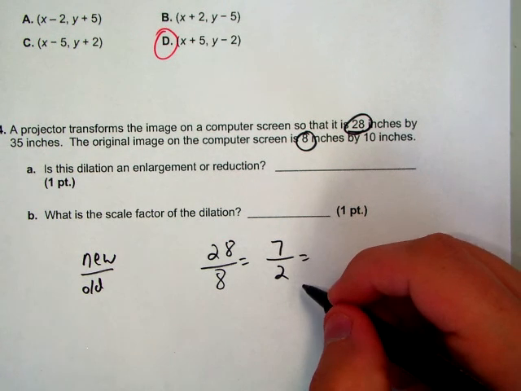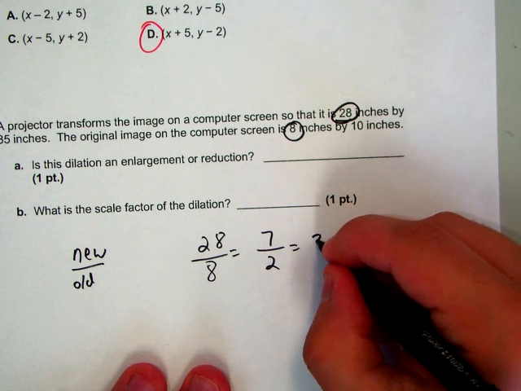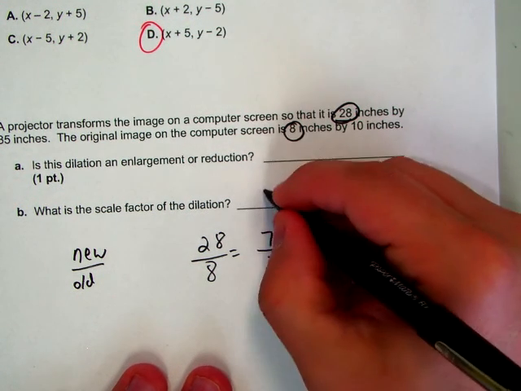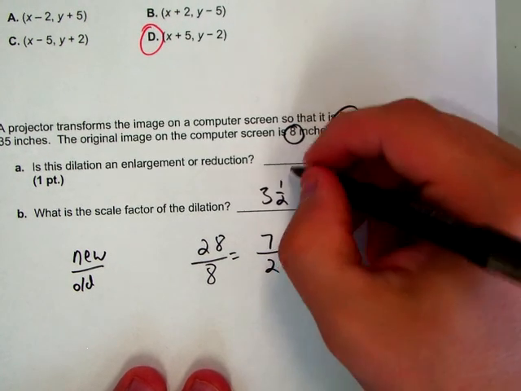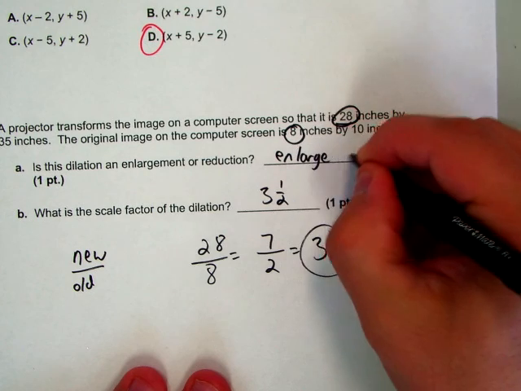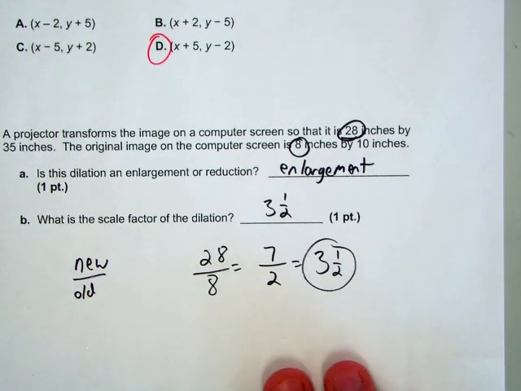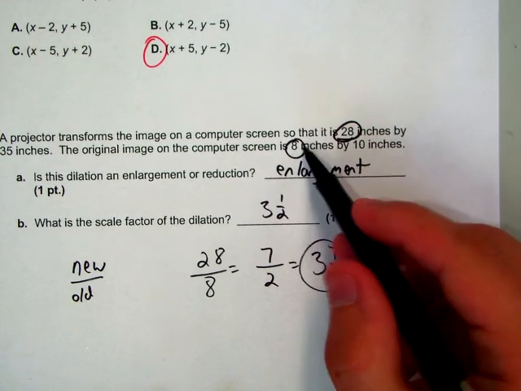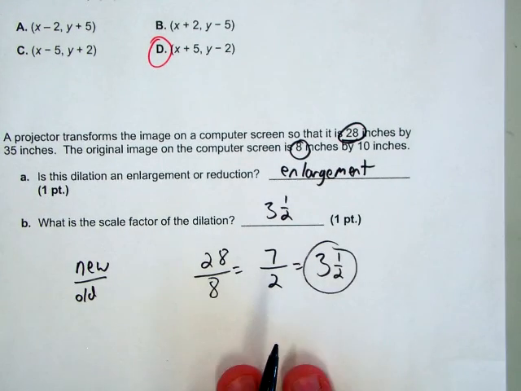I can then get this into a mixed number. There are 3 2's that I can pull out of 7, because that's 6. And then I have 1 of those 2's left over. So my scale factor is 3.5. And because this number is larger than 1, this is an enlargement. Common mistake seen here was 28 divided by 35. Or what we did here was instead of 28 divided by 8, we did 8 divided by 28. All right, last couple of questions here.